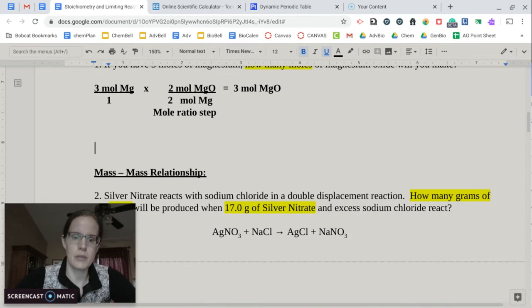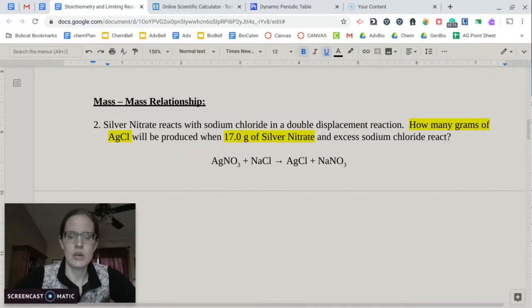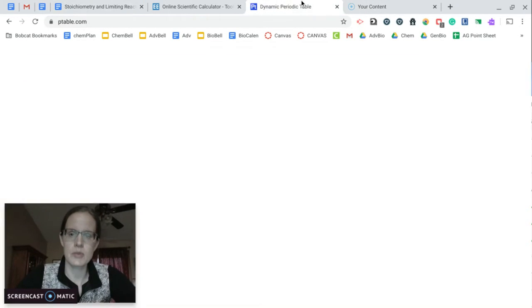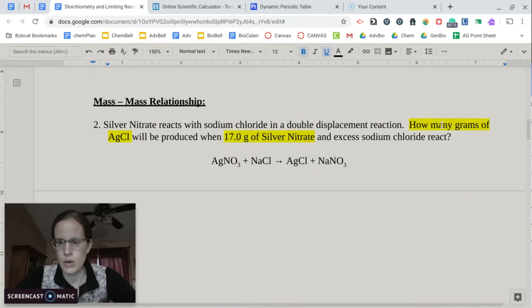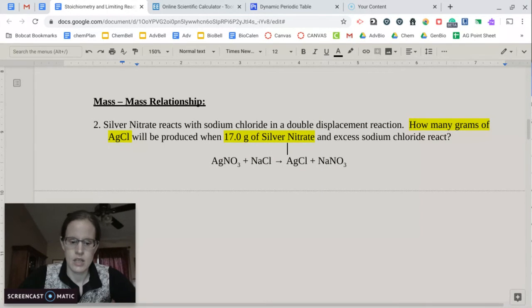All right, next problem, we've got a mass to mass calculation. So now we're going to bring back our molar mass conversion. You're going to need to pull up a periodic table so you can calculate your masses. Here we've got silver nitrate reacts with sodium chloride in a double displacement or replacement reaction, and they want to know, I like to highlight what they give us and what we need to figure out. They want to know how many grams of AgCl. So I'm going to go ahead and write that on top of my equation.